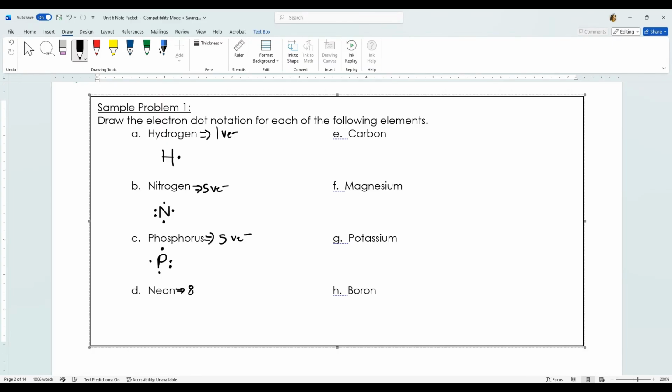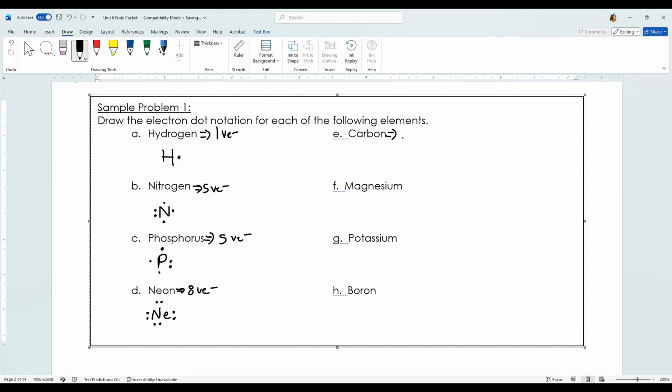Neon is a noble gas, has 8 valence electrons. So neon's symbol is Ne. Let's go ahead. I'm going to start on the top here. 1, 2, 3, 4. I can go all the way around once. And then I will start to double up. So I'll go around a second time. So notice that neon is maxed out with its electrons. It has 8 valence electrons around it. That's why neon is very stable.